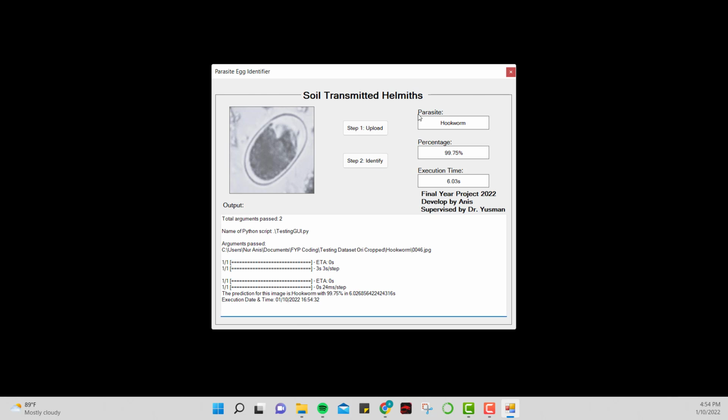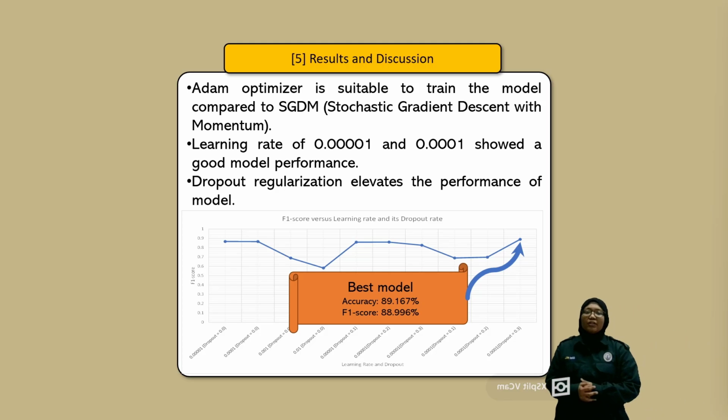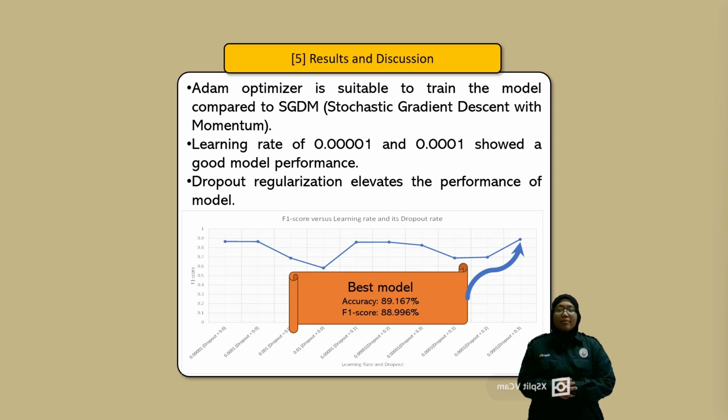Moving on, result and discussion. Based on fine-tuned results, the ADAM optimizer and learning rates of 0.00001 and 0.0001 show a good performance. Additionally, the dropout technique elevates the performance of the model.